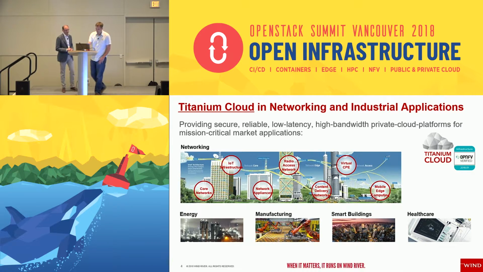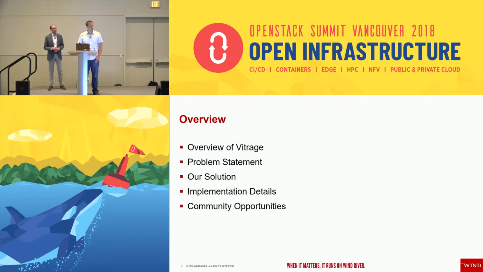All right. Thanks, Ian. So here's a look at what we'll be talking about today. I'll be giving you a brief overview of Vitrage from a high-level view. I'll also be going over the problem statement that we noticed, the gap in functionality that we saw when using Vitrage with Horizon. Then I'll be going over our solution to that functionality. Then I'll be discussing some implementation details about how we tackled that problem. And lastly, I'll be addressing some community opportunities and how we can make use of this new feature going forward.